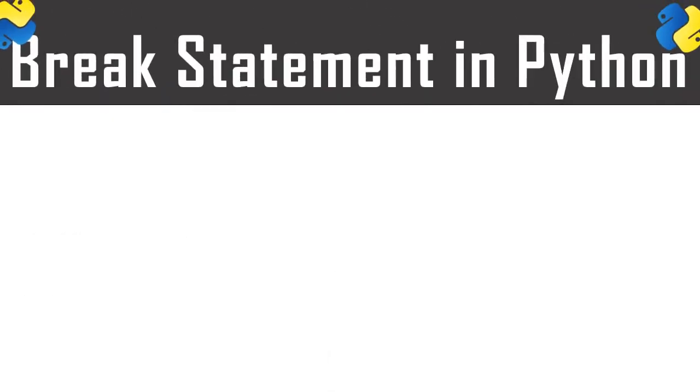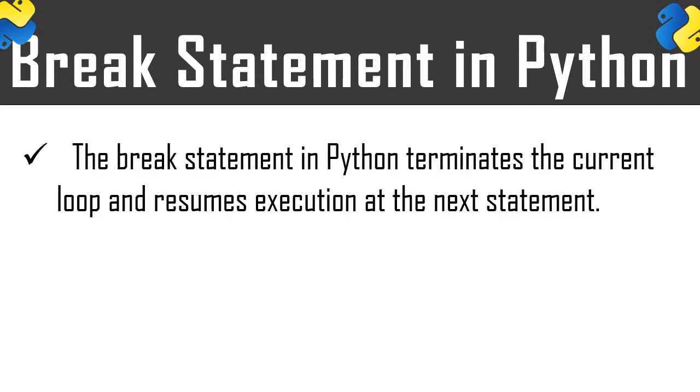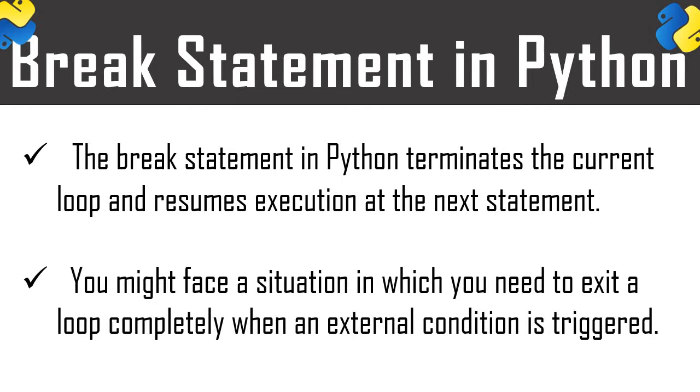First we have break statements in Python. The break statement in Python terminates the current loop and resumes the execution from the outside of the current loop. That means the break statements are used to terminate the current loop and resume the execution from the end of the loop. So now you might be thinking where to use this break statement. Suppose you face a situation in which you need to exit a loop completely when an external condition is triggered. So in such situations, break statements are used.